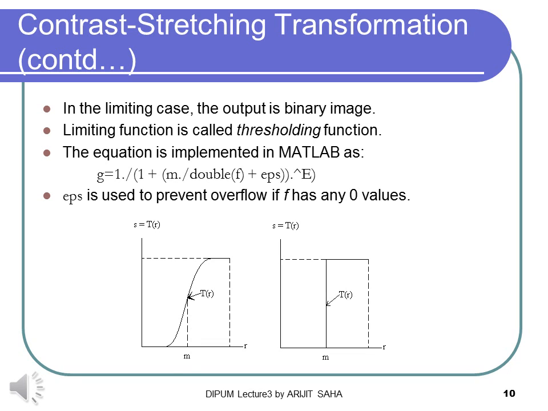In the limiting case, the output is a binary image. Limiting function is called thresholding function. The equation is implemented in MATLAB as g = 1./(1 + (m./(double(f) + eps)).^E). Here epsilon or eps is used to prevent overflow if f has any zero values, because eps is a very small number which restricts the denominator to become 0.